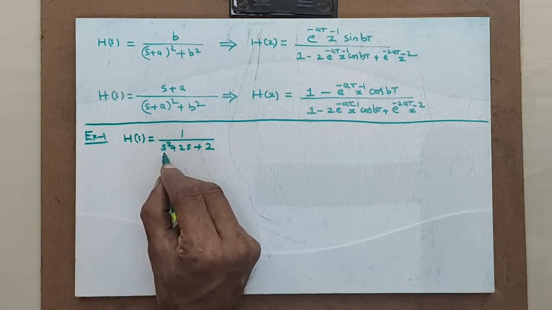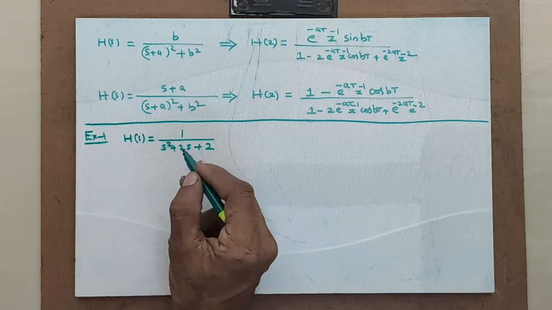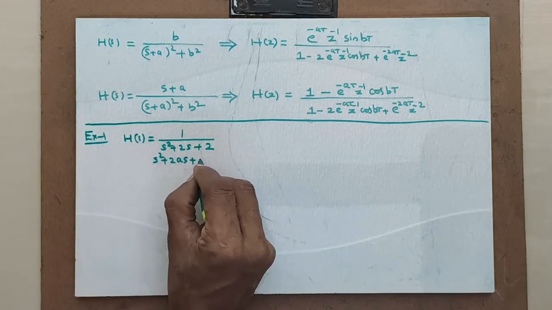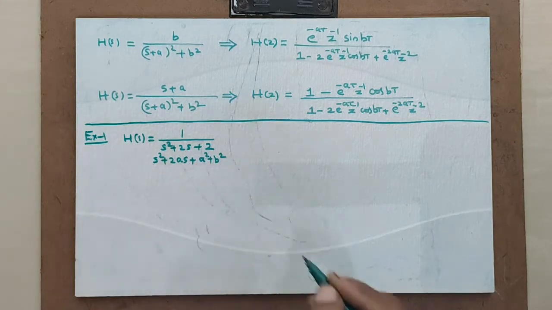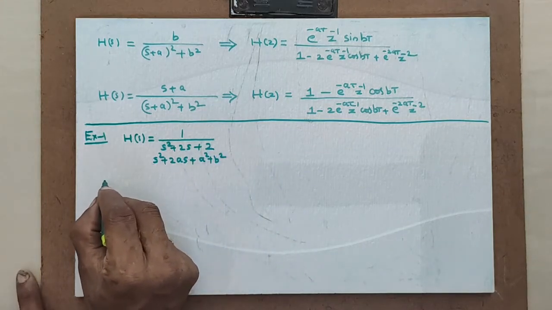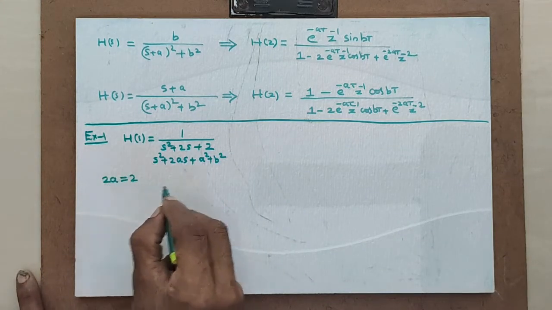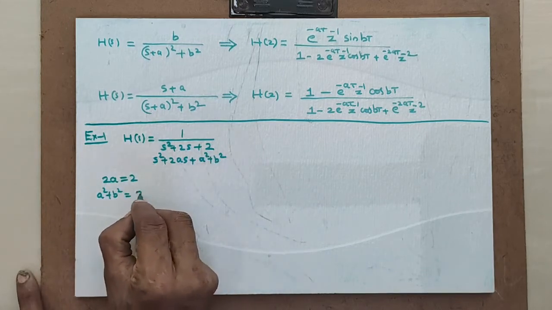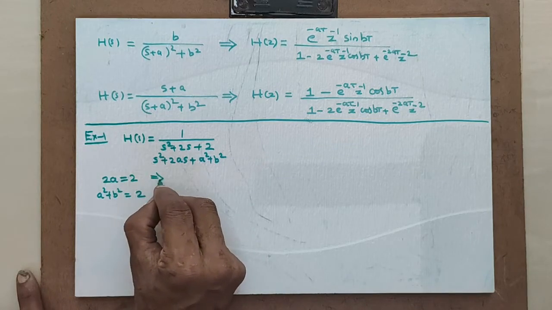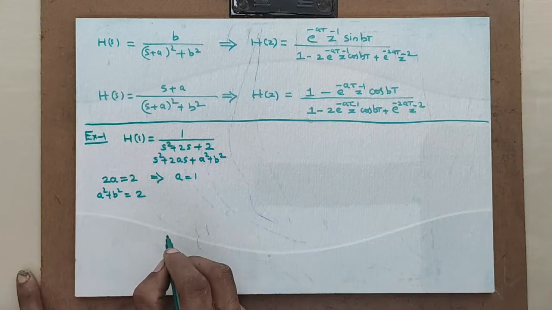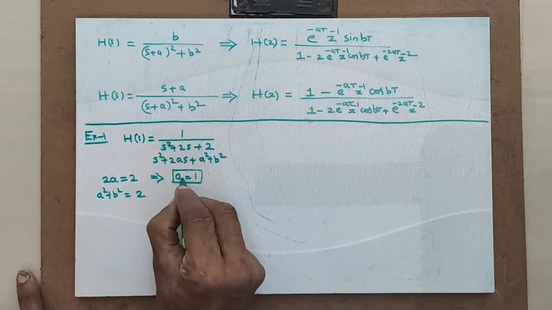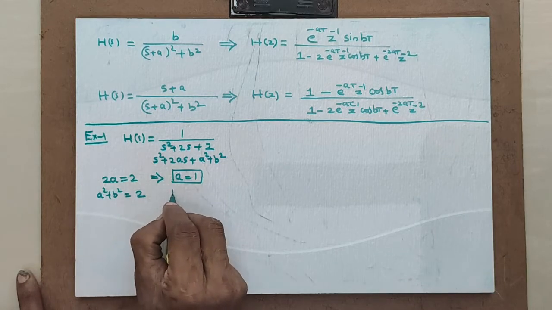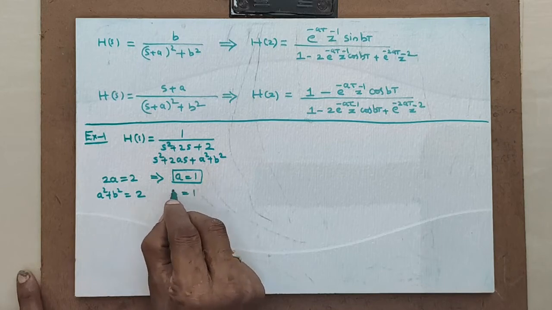I will follow s square plus 2as plus a square plus b square. Very simple. Now if you compare these two, what is 2a? 2a becomes equal to 2, and a square plus b square results into 2. Because 2a is equal to 2, that implies a becomes equal to 1, correct? When a became equal to 1, a square became 1, b square became 2 minus 1, hence b is also 1.